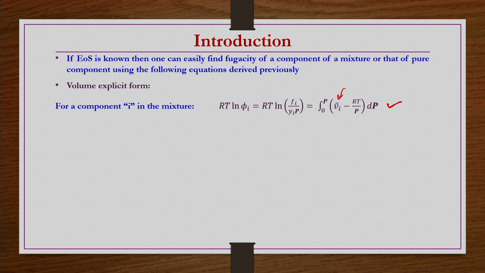If you have component i as a pure component, then you can use this equation to get the fugacity of that pure component i, and then here Vi is nothing but the molar volume of that particular component.